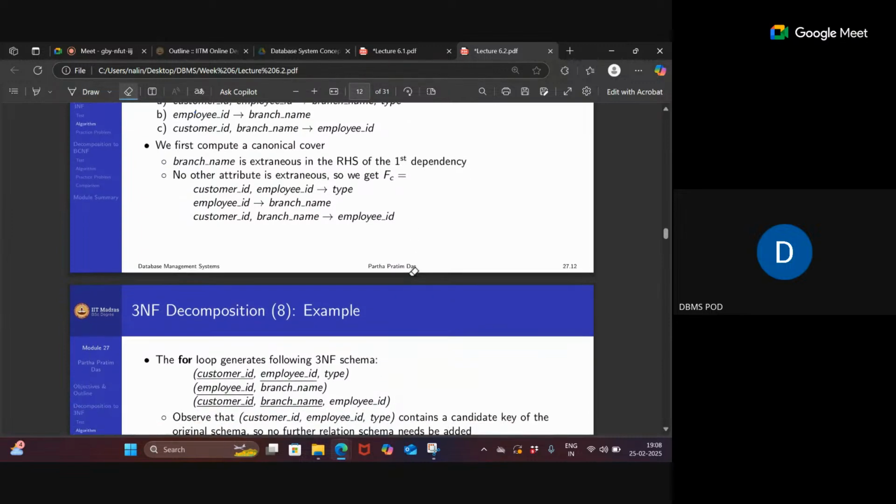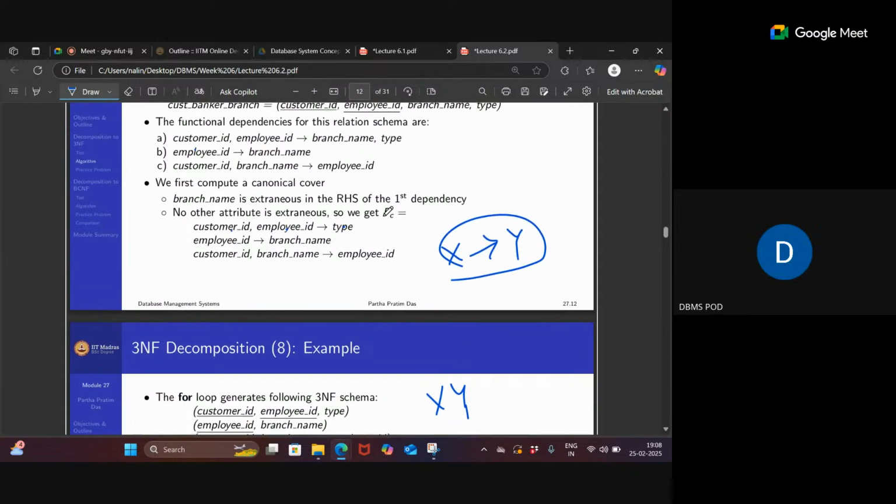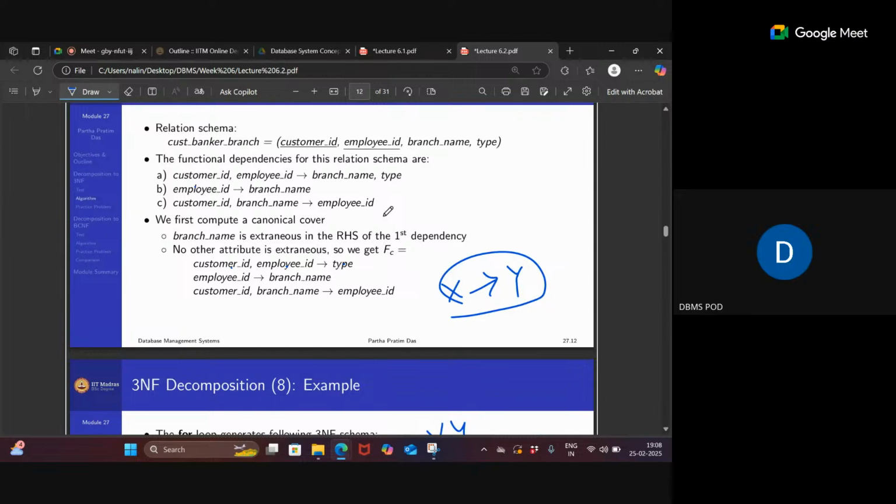Now what we have to do in order to make this 3NF? We have already seen that if there is some dependency X determines Y, then we have to decompose it into a relation XY. So we can decompose into customer ID, employee ID, type in one relation, employee ID, branch name in another relation, and customer ID, branch name, employee ID in another relation. After decomposing, we have to check whether the primary key is present in any table or not. What is our primary key before decomposition? Customer ID, employee ID. We have this in the decomposition, customer ID, employee ID, type in one table.